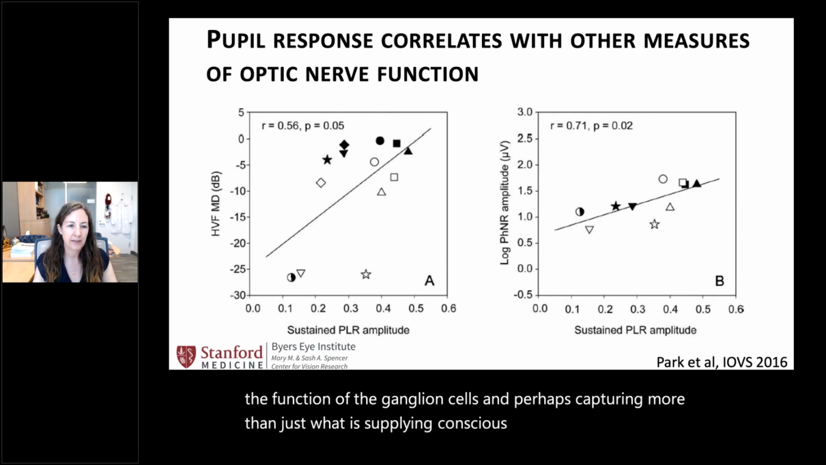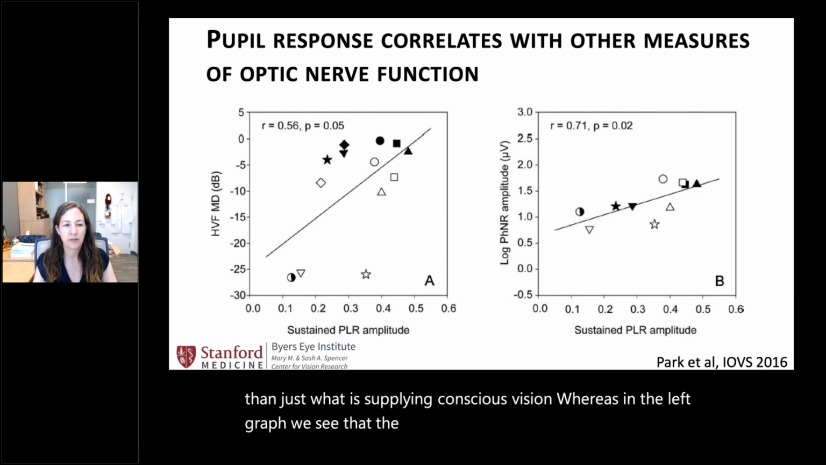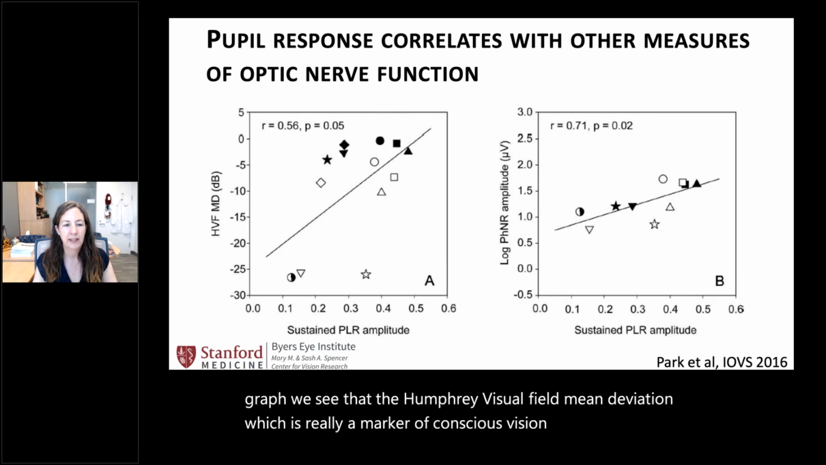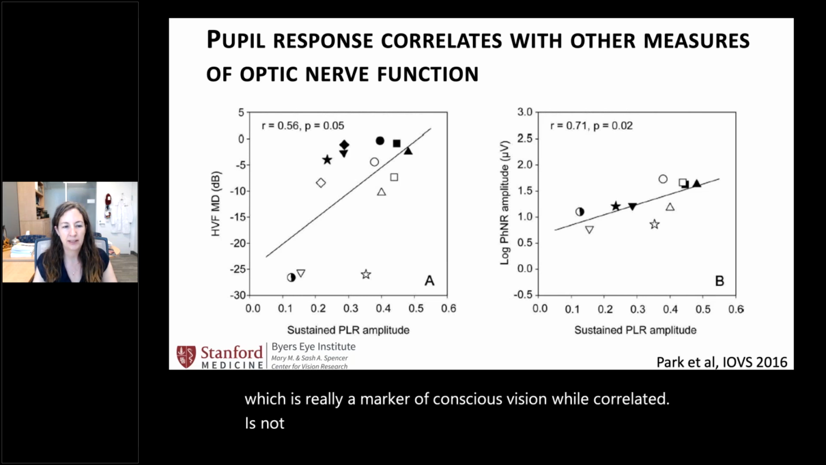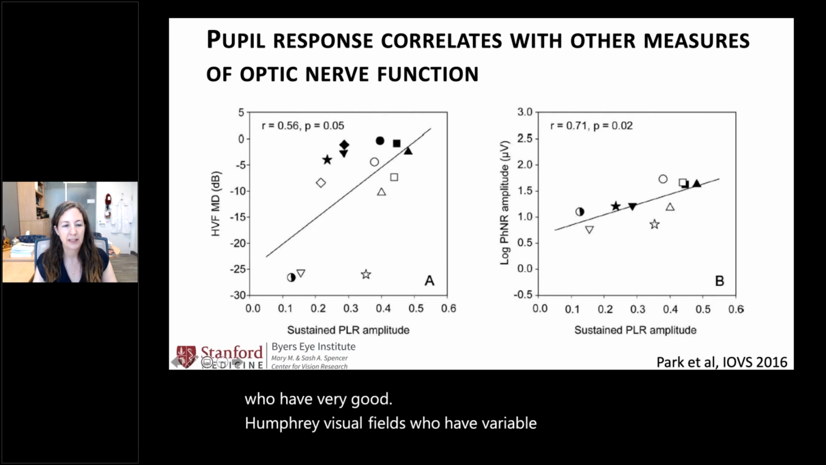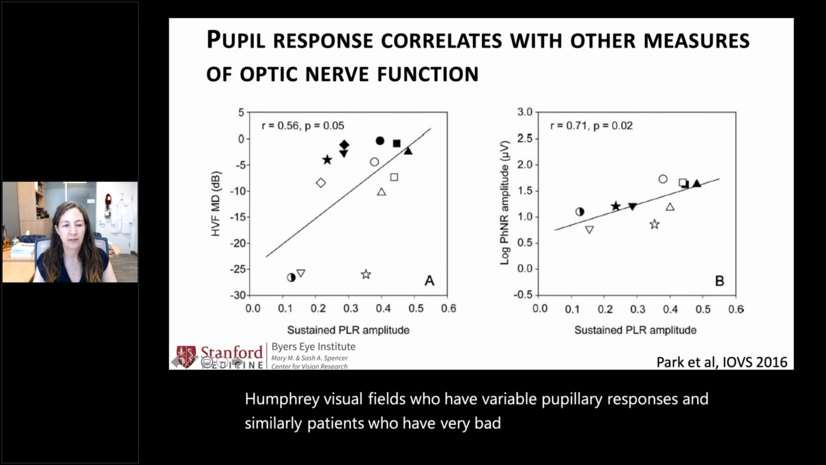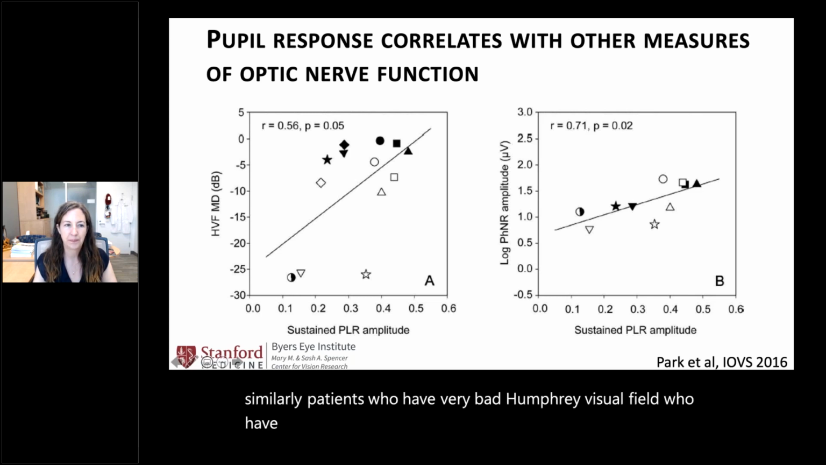Whereas in the left graph, we see that the Humphrey visual field mean deviation, which is really a marker of conscious vision, while correlated, is not as tight. And it's interesting to see that there are some patients who have very good Humphrey visual fields who have variable pupillary responses, and similarly, patients who have very bad Humphrey visual fields who have variable pupil responses.